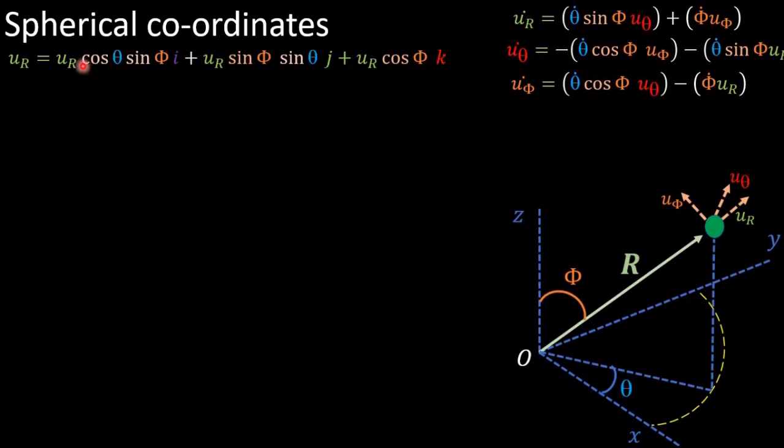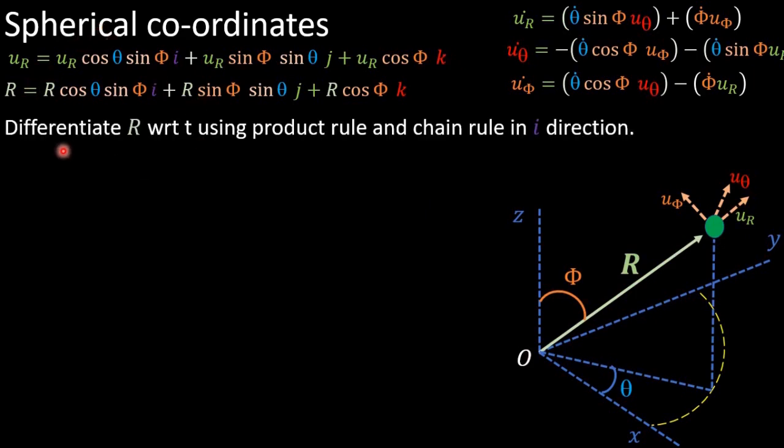Now I'll take my expression I had for u sub r earlier on, and rewrite it like this. Instead of saying I've got a unit vector here, u sub r, I'm just going to replace that with the radial distance, because they're in the same direction. The only thing that's different is going to be their magnitude. So all I did is replace u sub r with r. And then I can differentiate r with respect to time using the product rule and chain rule in the I direction.